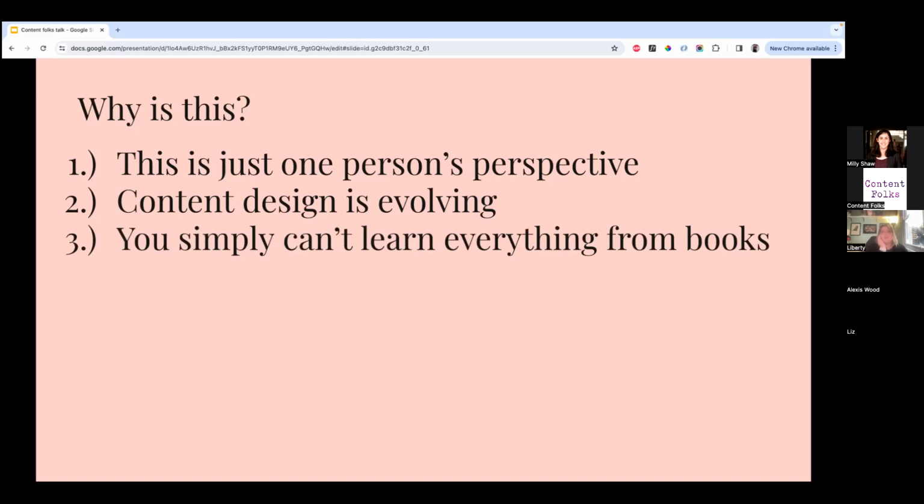And then the final reason that I think there was this gap between the theory that I'd learned in the books and putting it all into practice is basically just because you can't learn everything from books. If you could, I would be an expert in many things that I'm not an expert in right now. Content design, and again, all design really, is really complex, it's really multifaceted, and it's impossible to get all of the nuances of that just by reading books. You have to do a job in order to understand it.